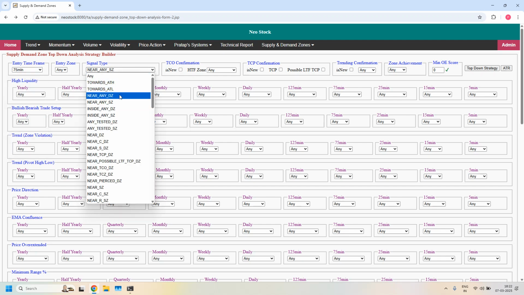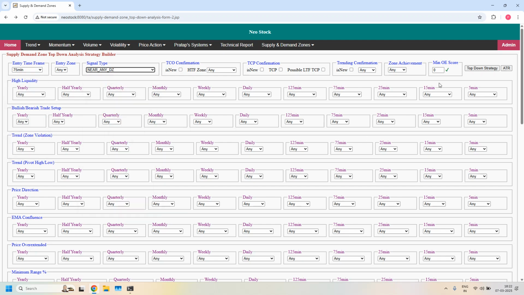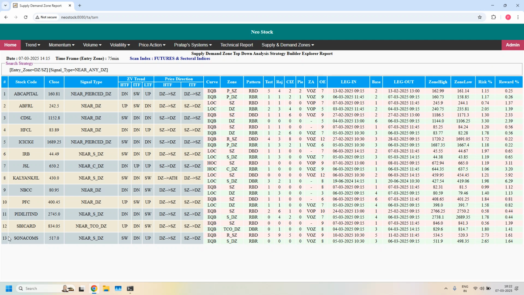Let us find the stocks near 75 minutes demand zone. We got 13 stocks. Out of these 13, how many are having high liquidity 75 minutes demand zones? Let us identify. IRB is having a high liquidity 75 minutes demand zone. JSL is having a high liquidity 75 minutes demand zone.